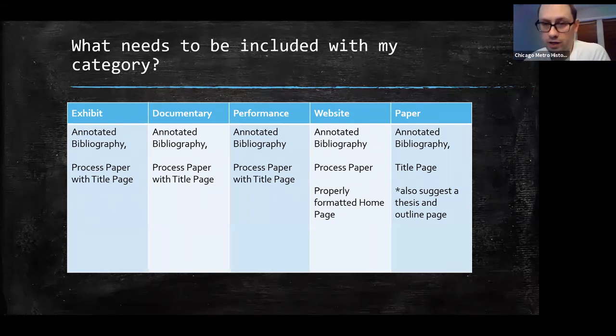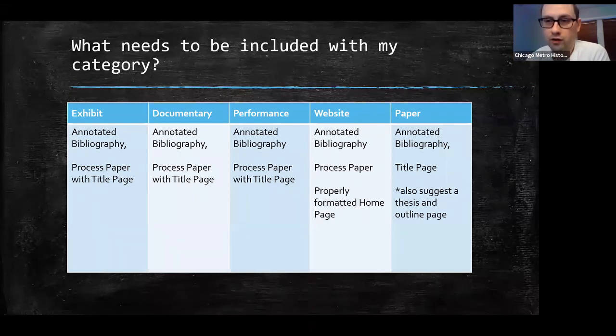You need a title page, but you don't do a process paper with the paper. You just need that title page. We also suggest, because judges find it really useful and helpful, a separate page that has your thesis stated on it. Judges love seeing that in the summary statement. It's really helpful for them. And so having a separate page with your thesis and optionally an outline of your paper can be helpful.